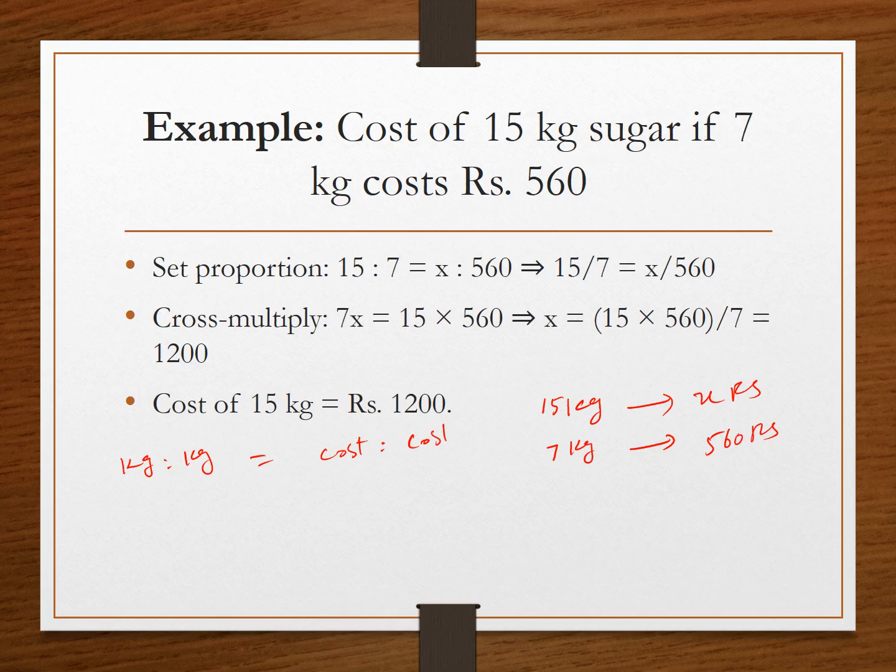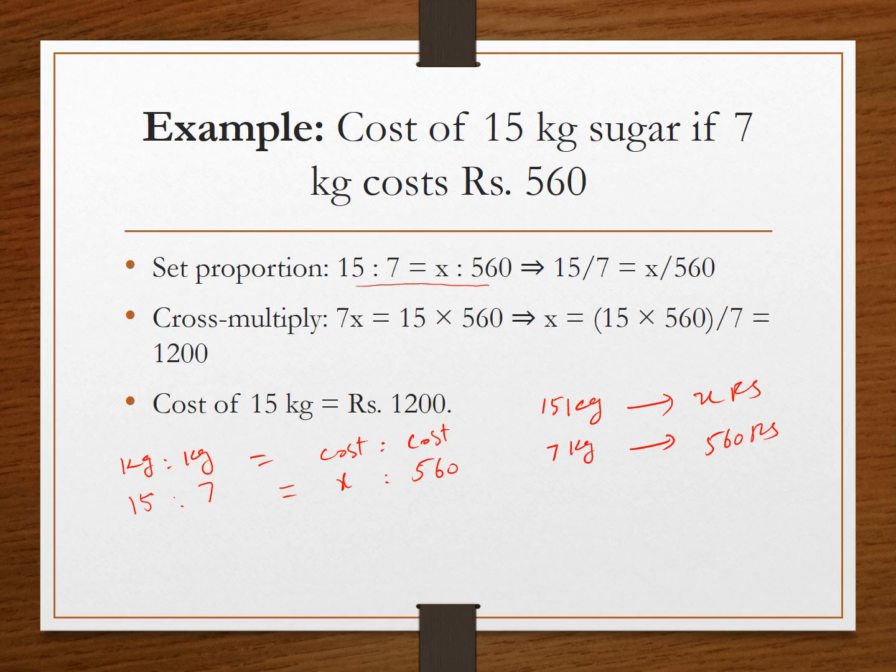Now we will write these quantities in proportion as kg ratio kg is equal to cost ratio cost. Students, as we have learned, ratio is the comparison between the same kind of quantities. So we write kg ratio kg and cost ratio cost. The cost of 15 kg is x, so in the first place we write 15, and in the second ratio first we write x, and then the cost of 7 kg is 560. In this way we set the quantities in proportion.